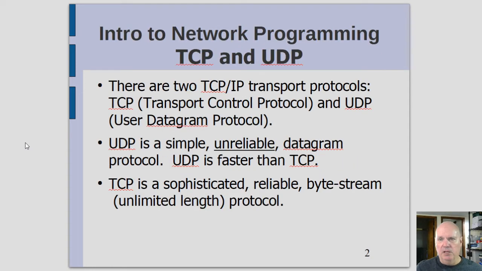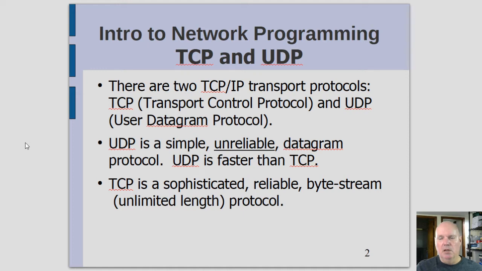I think I mentioned TCP and UDP already. TCP stands for Transmission Control Protocol, and UDP is User Datagram Protocol. UDP is a simple, unreliable datagram protocol. It's faster than TCP primarily because it's simpler. It doesn't have the error checking built in. Now you can work with UDP and build in your own error checking and make it reliable on top of UDP. It's kind of a lower level, simpler protocol than TCP.